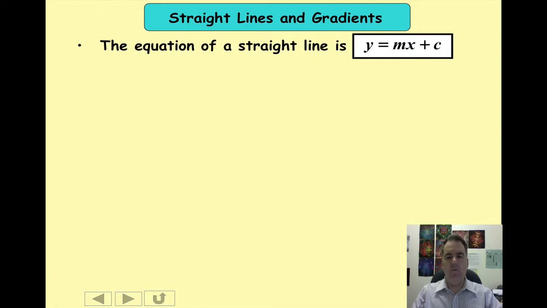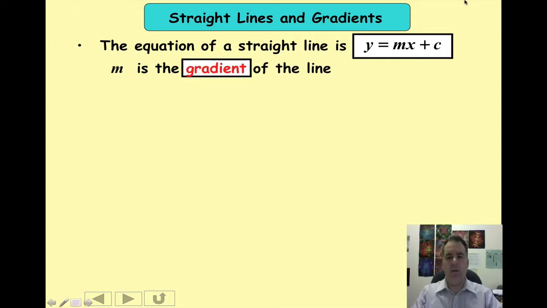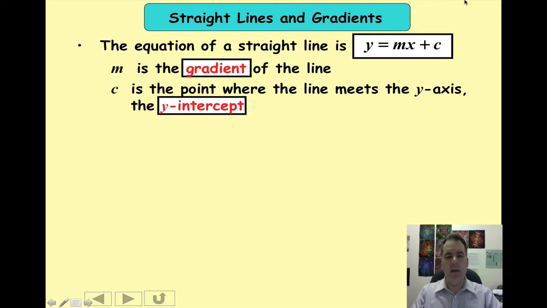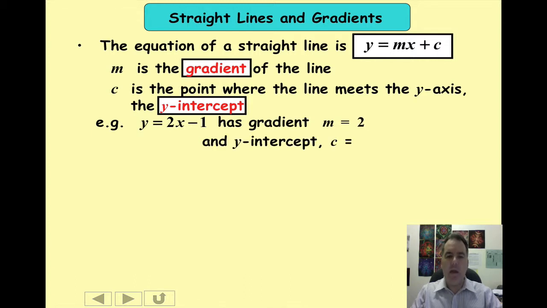So we know that the equation of a straight line is y equals mx plus c. We need to understand that m is the gradient and c is the y-intercept. So if I give you an equation of any line, you could quickly see, okay, the gradient of that one there is 2 and the y-intercept is -1.